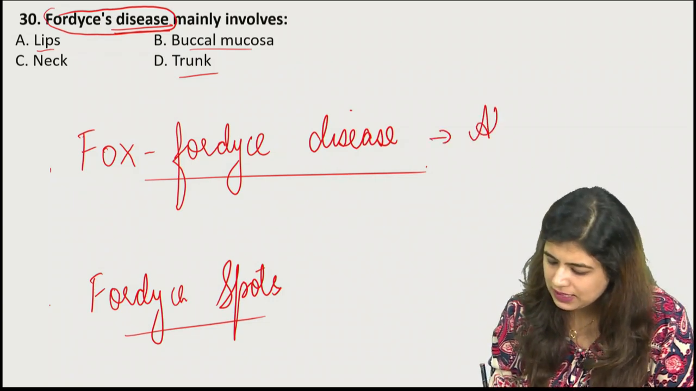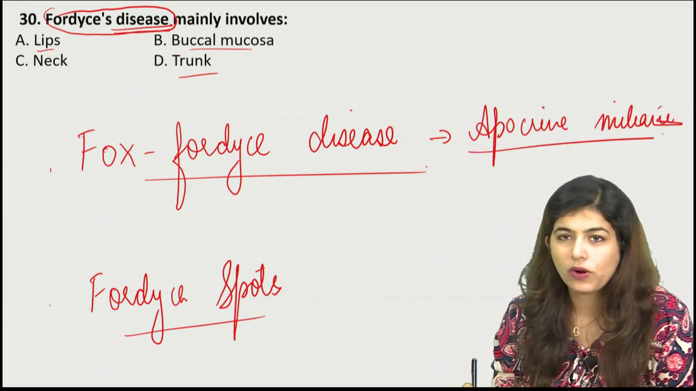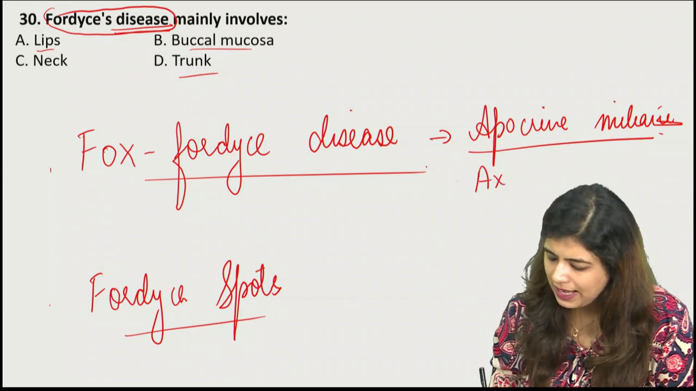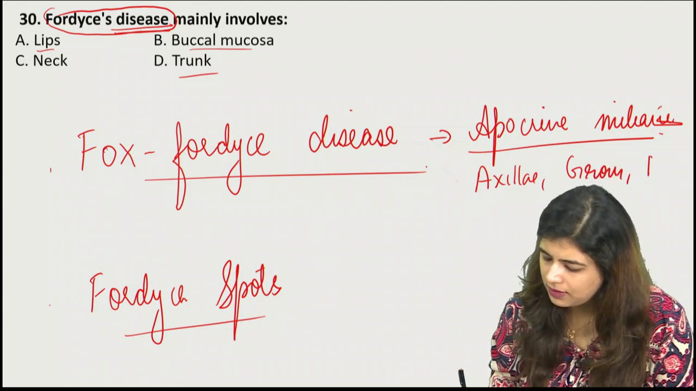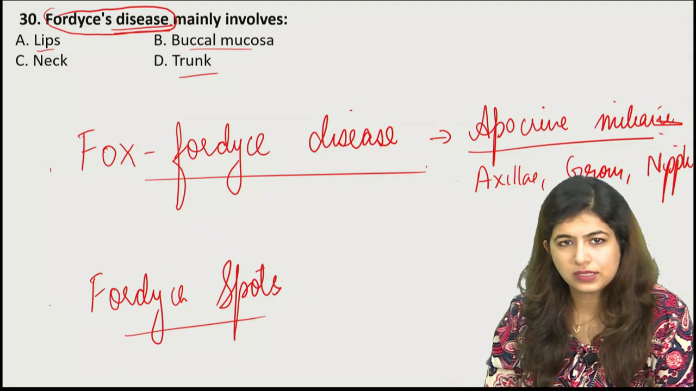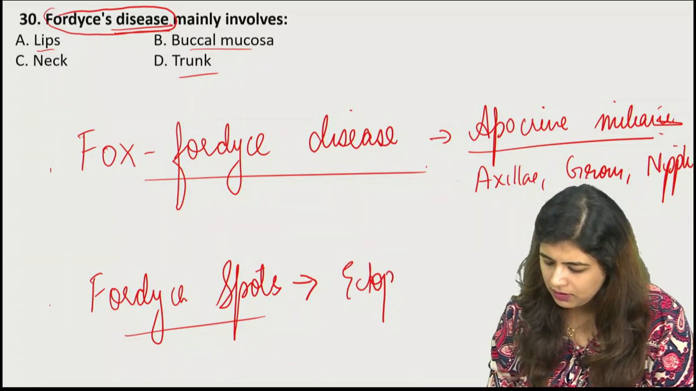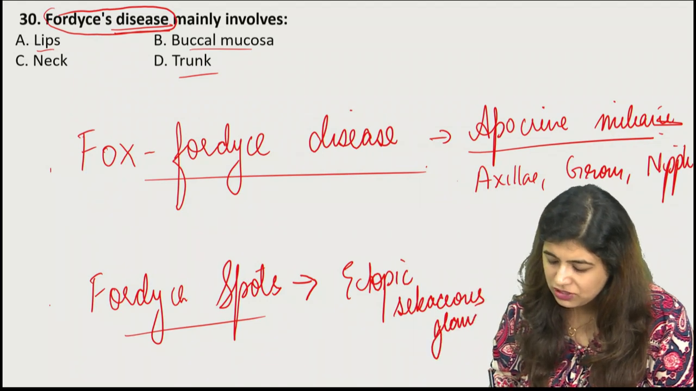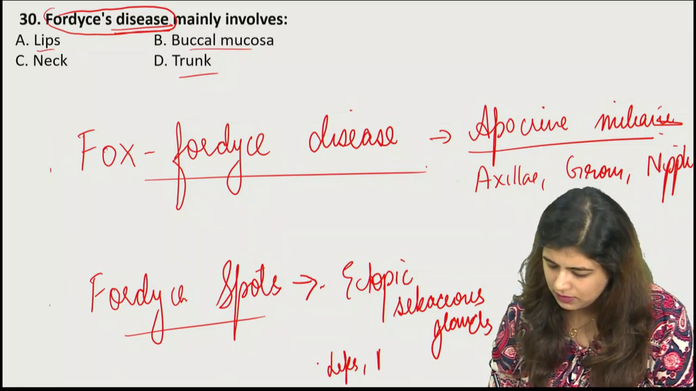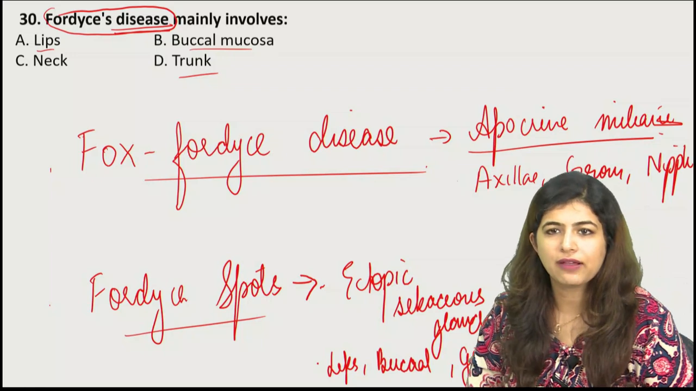Fox Fordyce disease is actually involvement of apocrine glands where they are blocked. So this is also called apocrine miliaria, seen mainly in the axillae, groin and the nipple areola region. While Fordyce spots are actually involvement of ectopic sebaceous glands. These are seen in the lips, the buccal mucosa, the penile shaft.